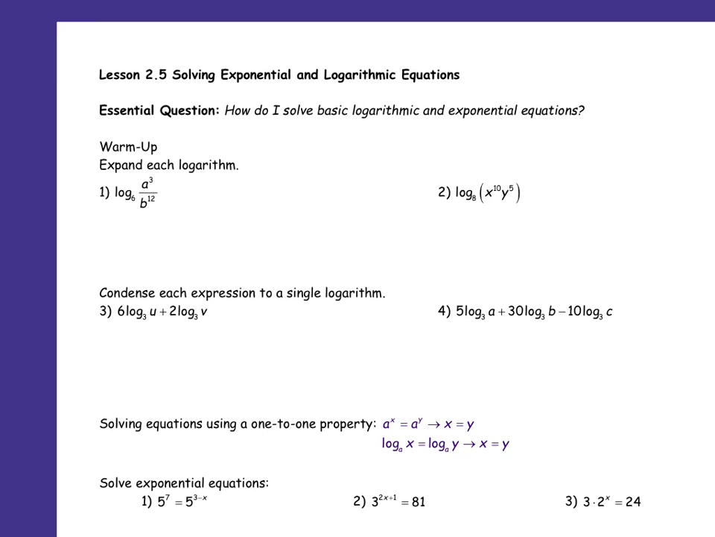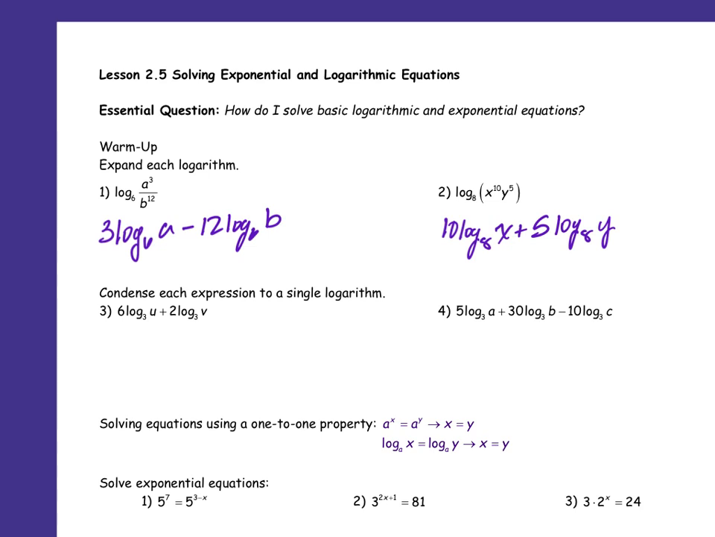Okay, so let's go ahead and go over the warm-up. So let's see, we've got expand, so that's 3 log base 6 of A minus 12 log base 6 of B. That's it. And then the second one should be 10 log base 8 of X plus 5 log base 8 of Y.